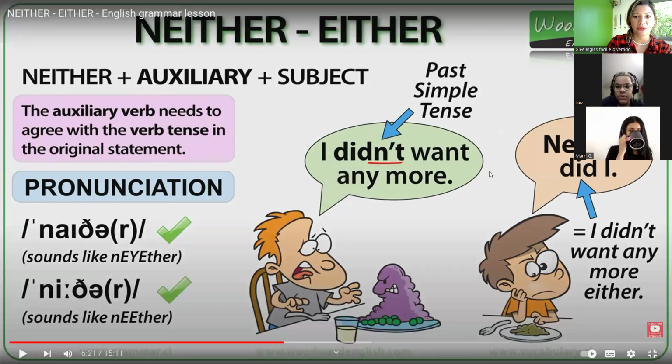Would you like to repeat, Luis, here? Is it just me, or does the neither always come first? That's what I was saying here. Look, neither, auxiliary, and then the subject. Neither comes first. Yes. So it's for me to read.